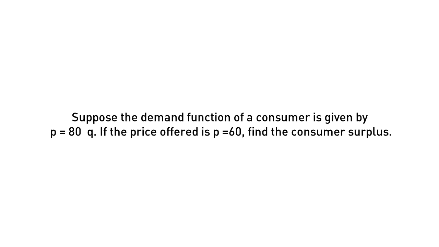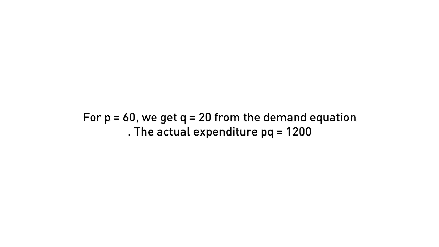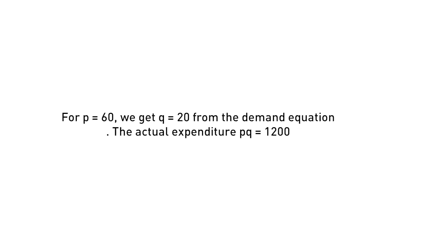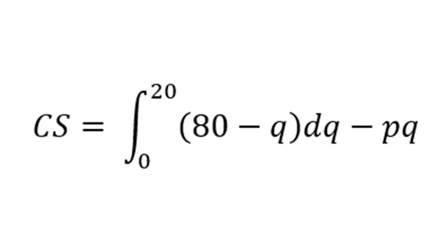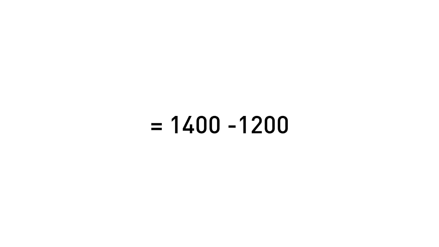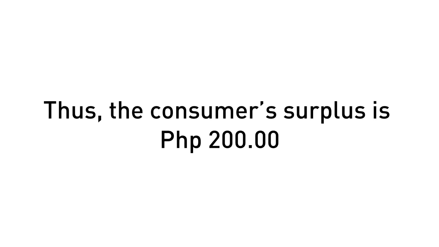Example, suppose the demand function of a consumer is given by P is equal to 80 minus Q. If the price offered is P is equal to 60, find the consumer's surplus. Solution. For P is equal to 60, we get Q is equal to 20 from the demand equation. The actual expenditure PQ is equal to 1,200. Now, CS is equal to the integral from 0 to 20 of (80 minus Q) dQ minus PQ is equal to 1,400 minus 1,200 is equal to 200. Thus, the consumer's surplus is 200 pesos.